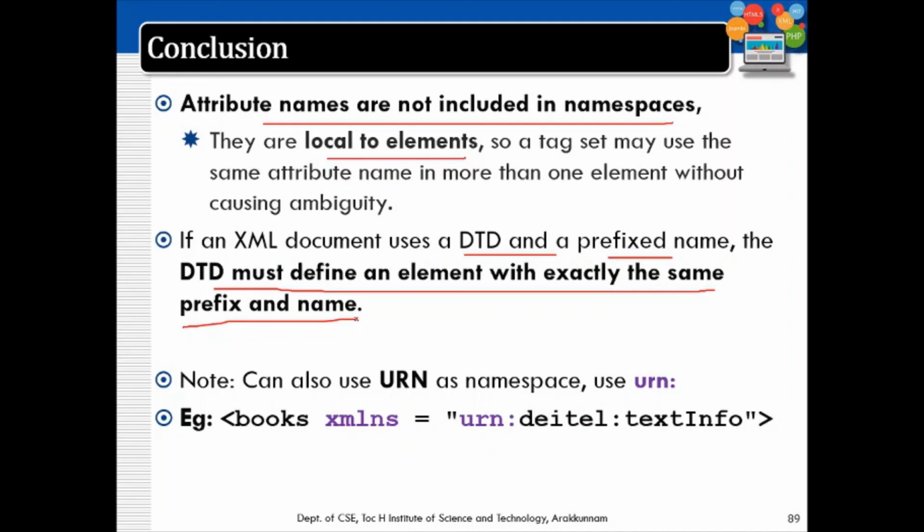I already told you that instead of URI, you can give URNs as namespaces. If you are using URN, you have to use URN colon. So books is a tag. XML namespace is URN colon datel colon text info. In this URN, it is qualified. So URN colon must be a prefix to this value.